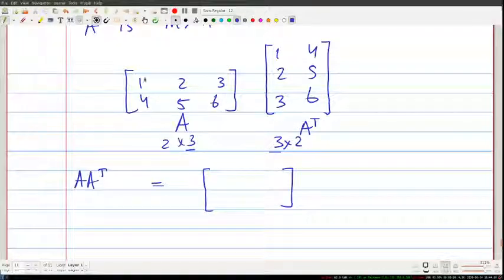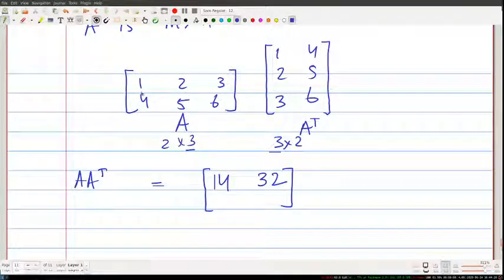What's the entry? So row times column. So 1 plus 4 plus 9, that gives me 14. Then 4 plus 10, 14, plus 18 gives me 32.